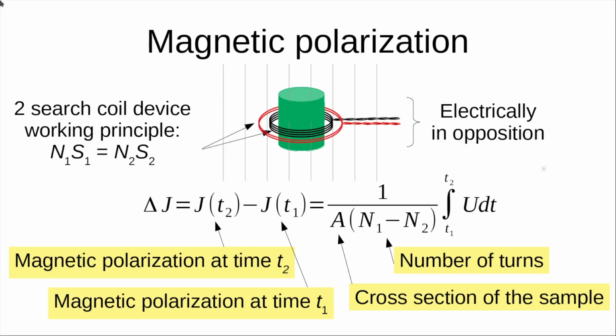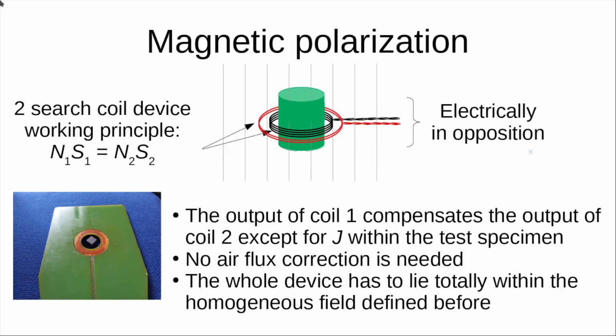The most efficient way to compensate the magnetic flux in air is the use of a two-search coil device. This device is designed so that the coils are electrically in opposition and the product of number of turns times cross-section is the same for both coils. This is a picture of a real two-search coil device, and we can see that it allows the characterization of a sample whose geometry is not compatible with a single search coil.